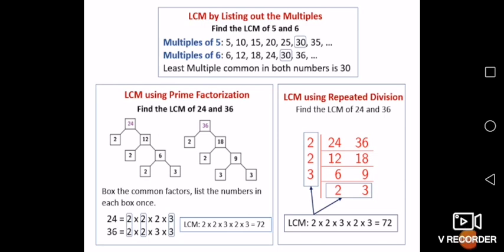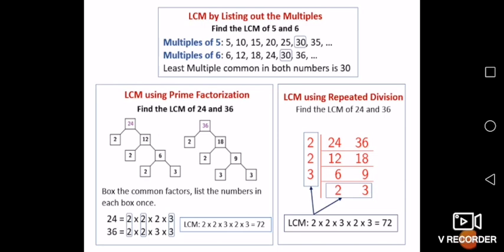Here the first method you can see is LCM by listing out the multiples. The question is: find the LCM of 5 and 6. Multiples of 5 are 5, 10, 15, 20, 25, 30 and 35. As you all know, in multiples you are supposed to write the tables of that given number. Then multiples of 6 we will write: 6, 12, 18, 24, 30 and 36.